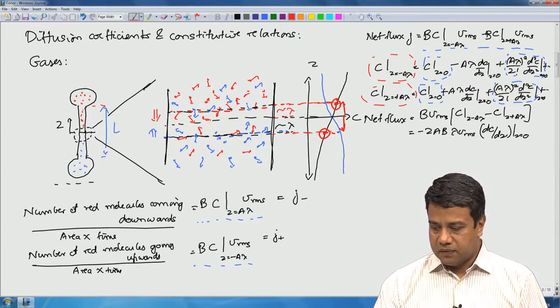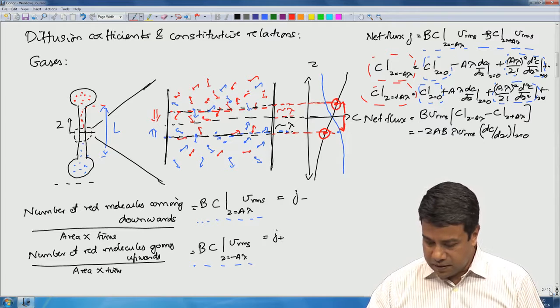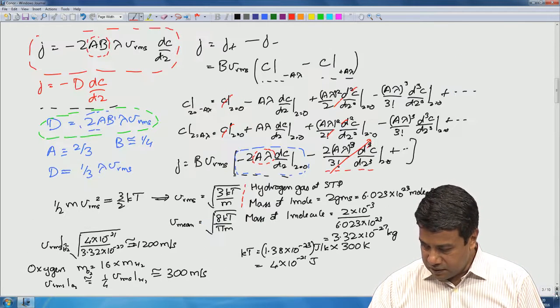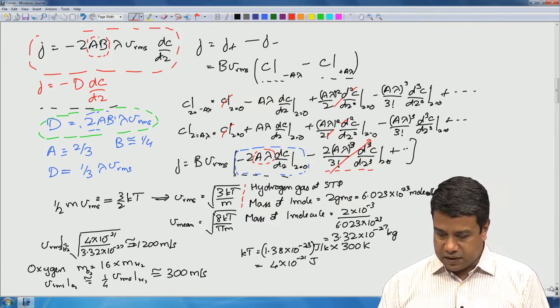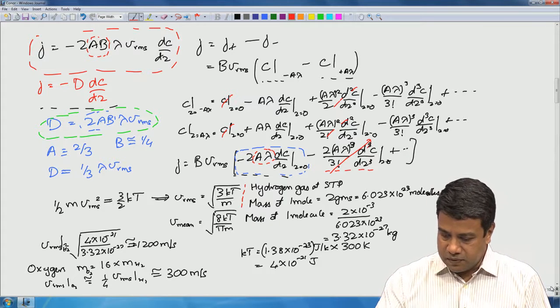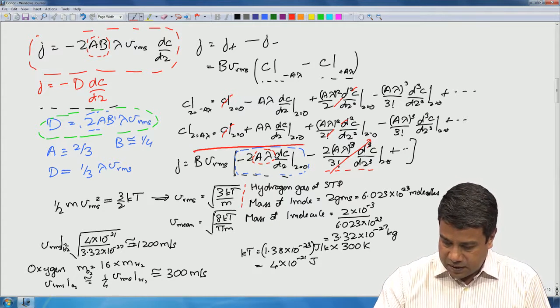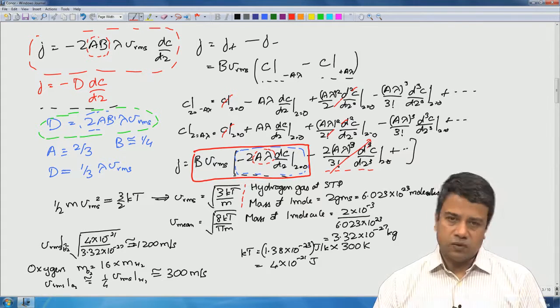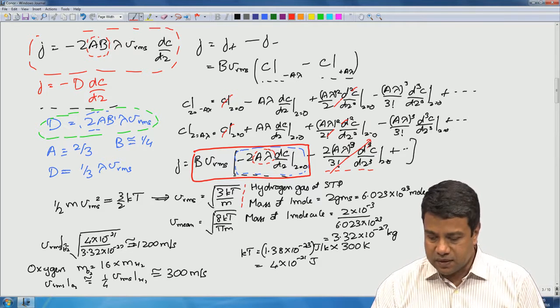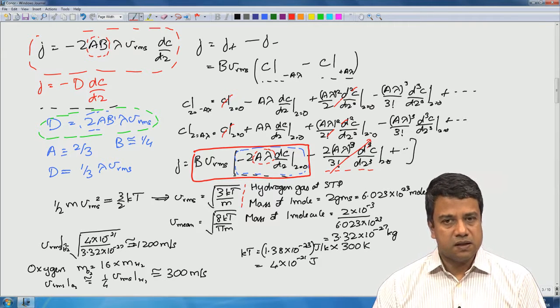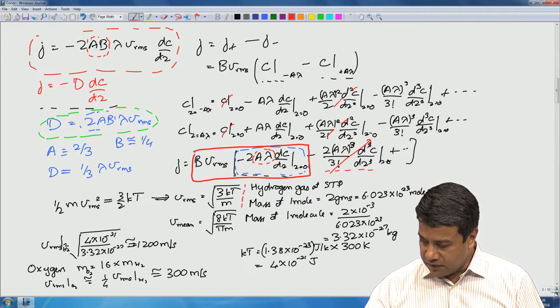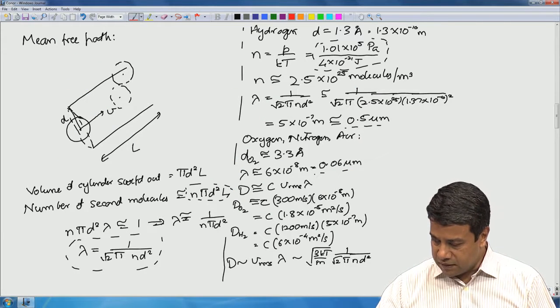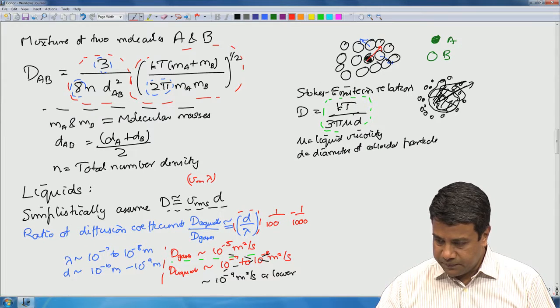So, we get expressions of the form of Fick's law, that is, the flux is equal to something times the gradient in concentration. That something in front is the diffusion coefficient, and the diffusion coefficient scales as the root mean square fluctuating velocity times the mean free path in gases. The same is true in the case of momentum diffusion and in the case of energy diffusion.